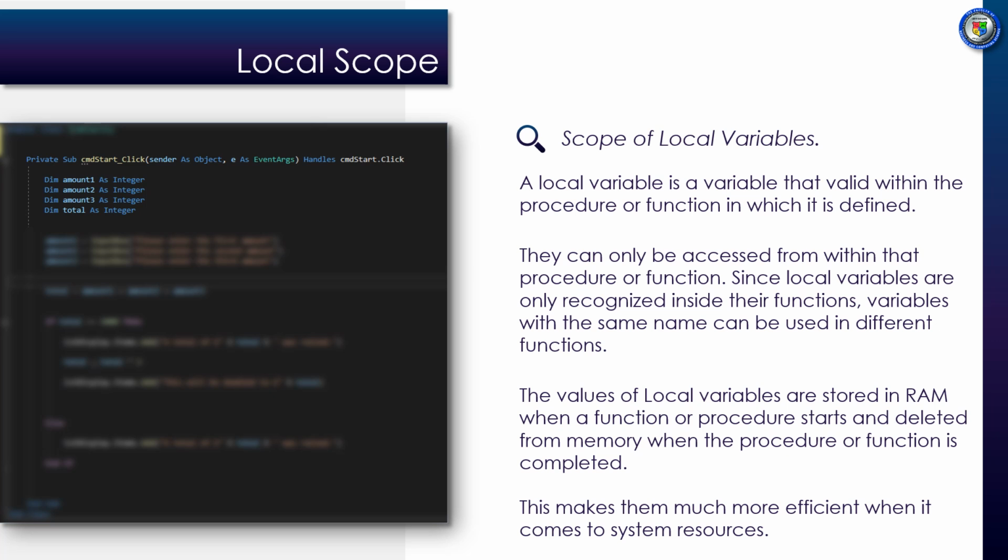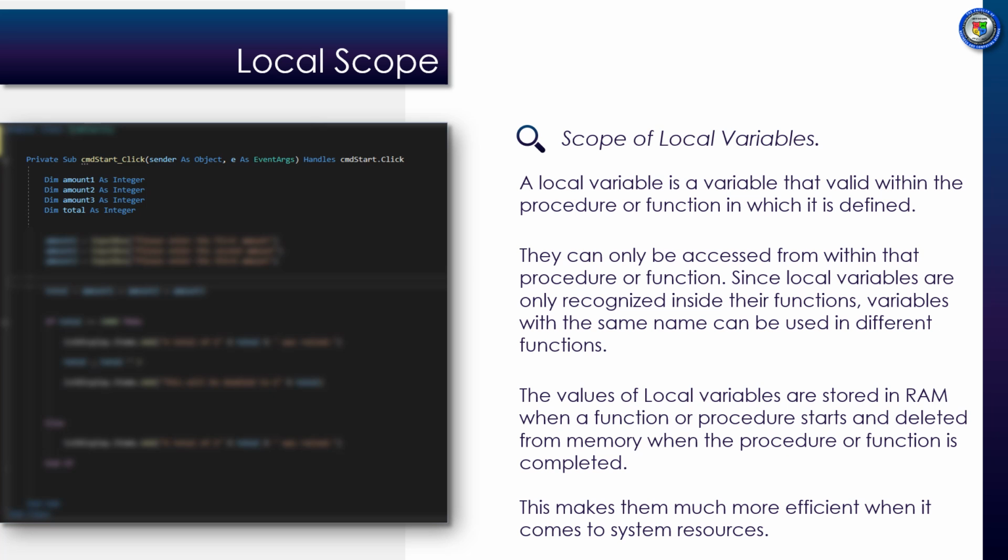Local scope variables, on the other hand, are variables that are valid within the procedure or function in which it is defined. They can only be accessed from within that procedure or function. Since this is the case, that means that we can use variables of the same name in different functions and procedures.